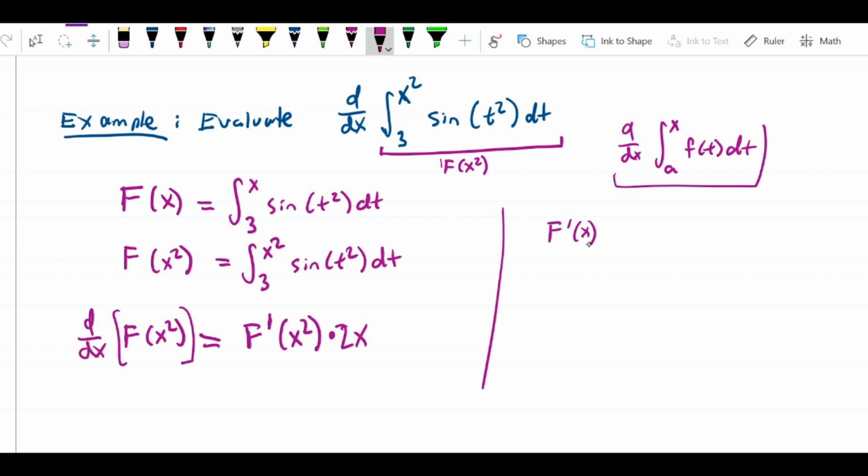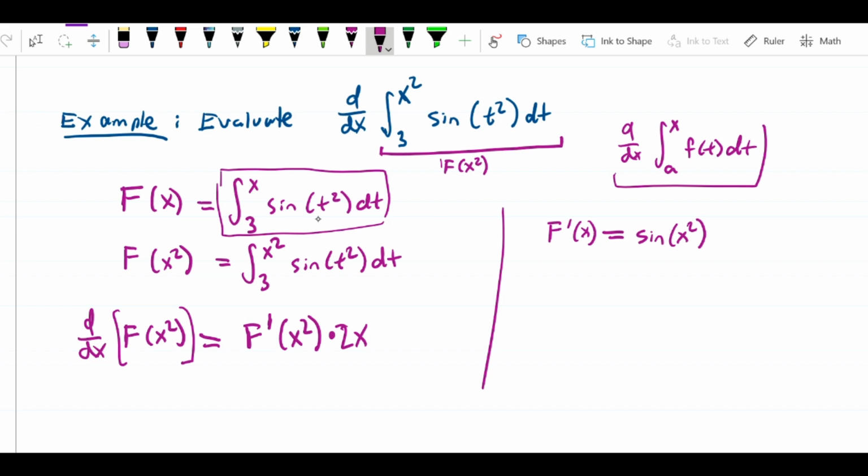F prime of x is just going to be the derivative of this function. And we know how to take the derivative of that function because of the first fundamental theorem of calculus. So f prime of x is going to equal sine of x squared. In other words, I'm just replacing the t squared with x squared.